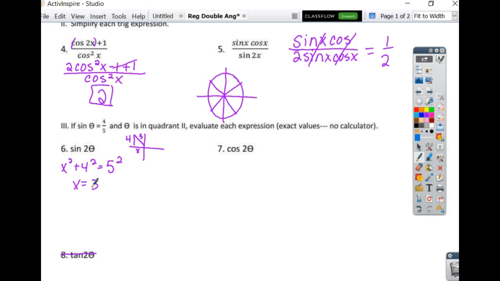All right, so what I want is the sine of 2 theta. I have 2 sine of x cosine of x. So I have a 2 right here. I'm given the sine of x. That was 4/5. I just figured out the cosine of x because that's 3/5.